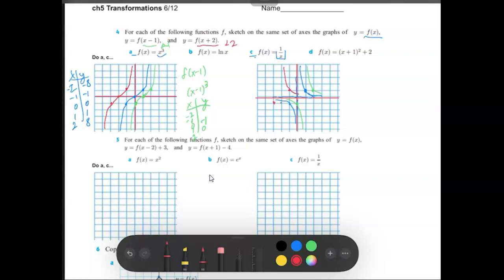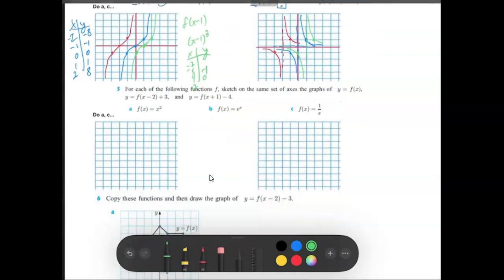One, two. See what I did there? I just took the points at 1, 1 and negative 1, negative 1, I moved them 1 to the right to make the green function. I moved them 2 to the left to make the red function. I was careful with the asymptotes to make sure the asymptotes also moved 1 to the right and 2 to the left. Okay, so that was C.